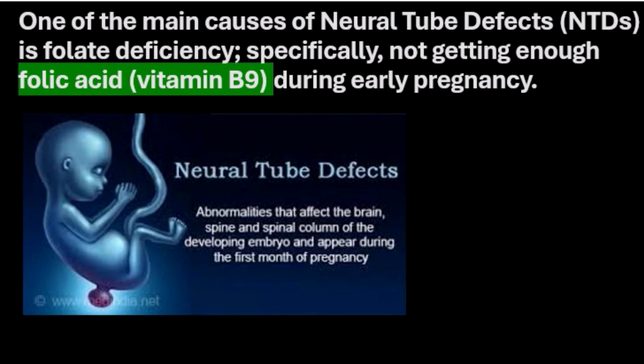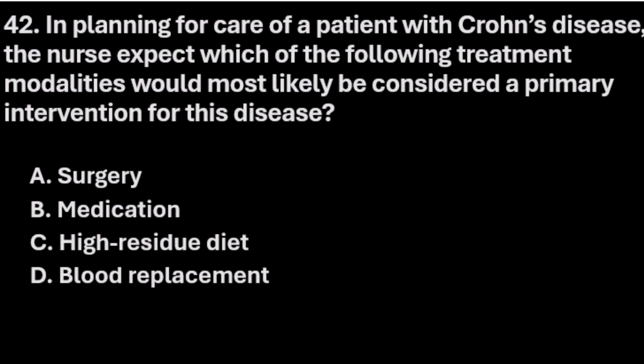One of the main causes of neural tube defects (NTD) is folate deficiency, specifically not getting enough folic acid, or vitamin B9, during early pregnancy. You can see the figure or diagram here for neural tube defects. That's why pregnant women are supplemented with folic acid along with iron to prevent these neural tube defects.